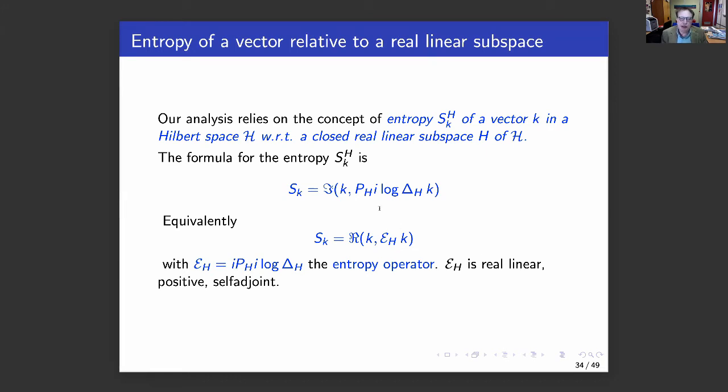The formula is the following. I have to explain, but if you regard the real part of the scalar product, it's the expectation value of a certain operator, the entropy operator that I define here. So entropy has become an operator. So the entropy of a vector is an expectation value.